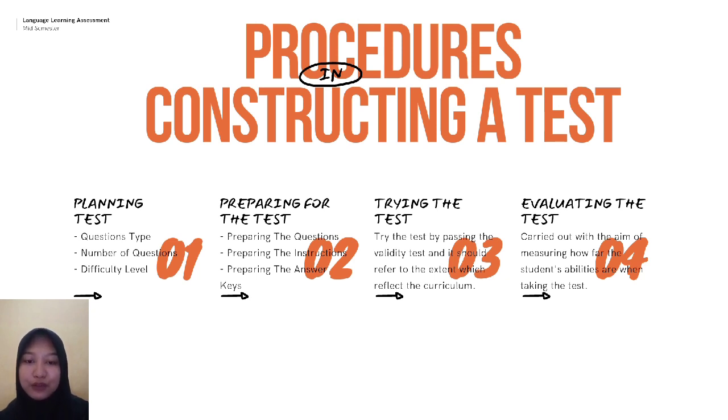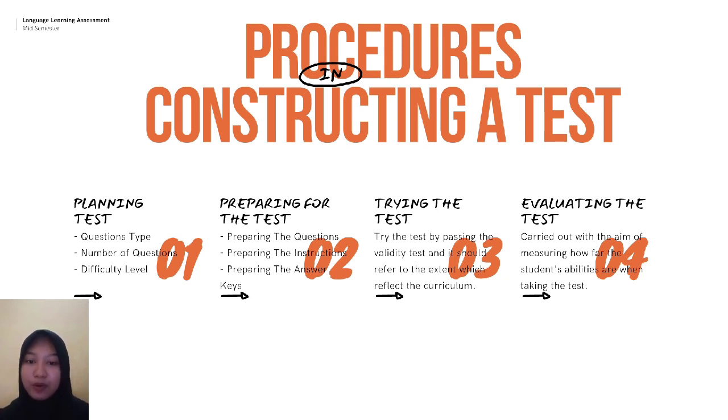We have to prepare the questions. The test questions must be in accordance with the student learning outcome. Then the test must be free from ambiguity, and must be free from bias. Okay, and then we have to prepare clear instructions about the test, so that we do not lead to misunderstanding among the students. And then we have to prepare the answer key.